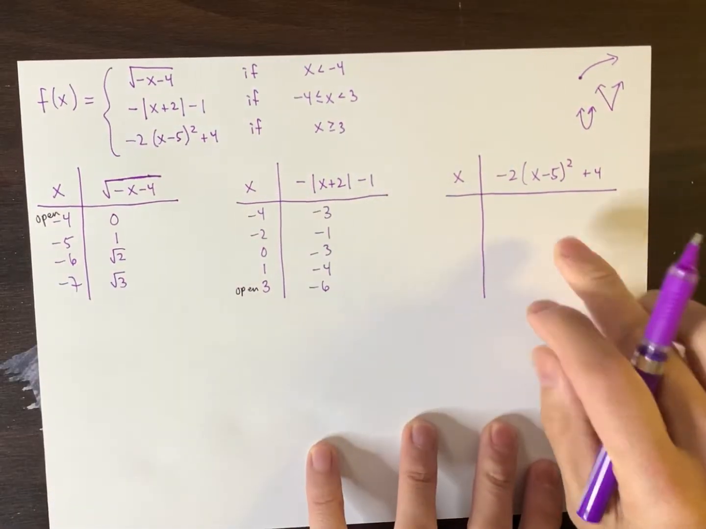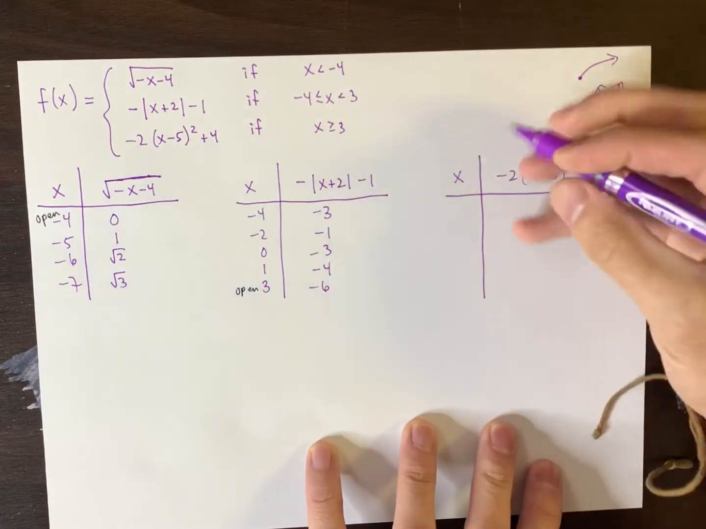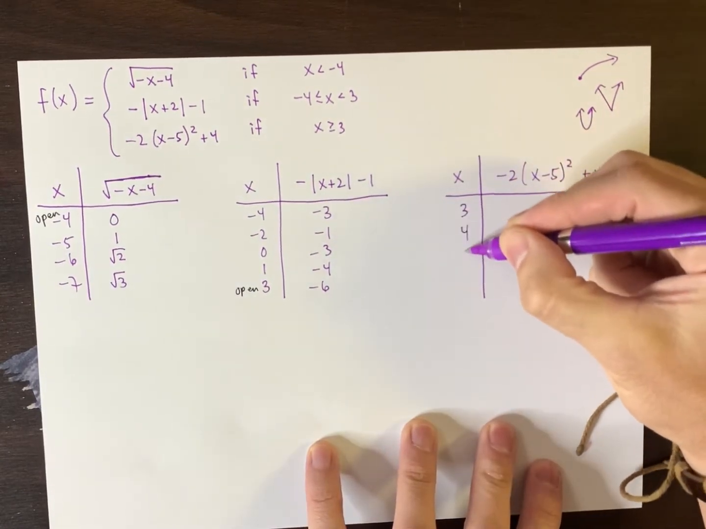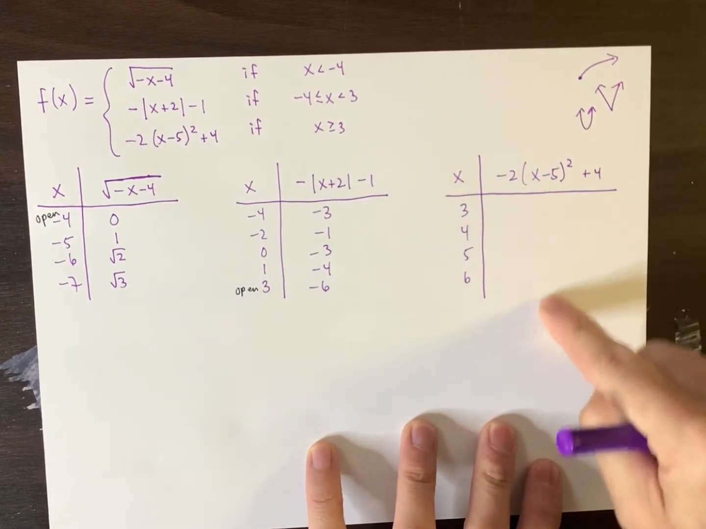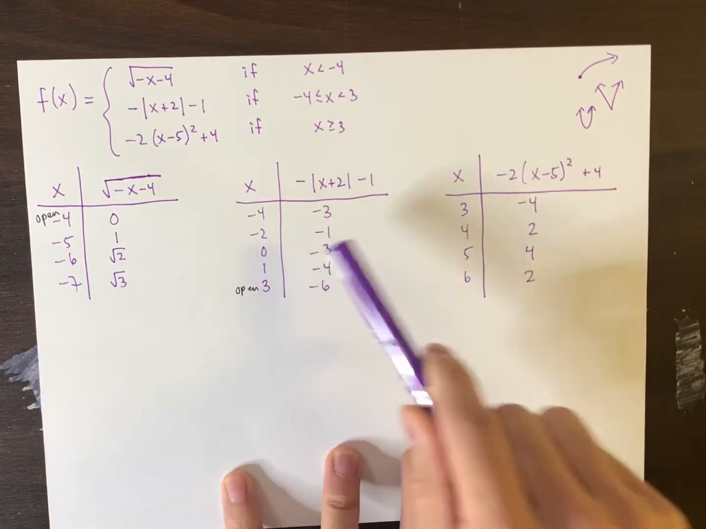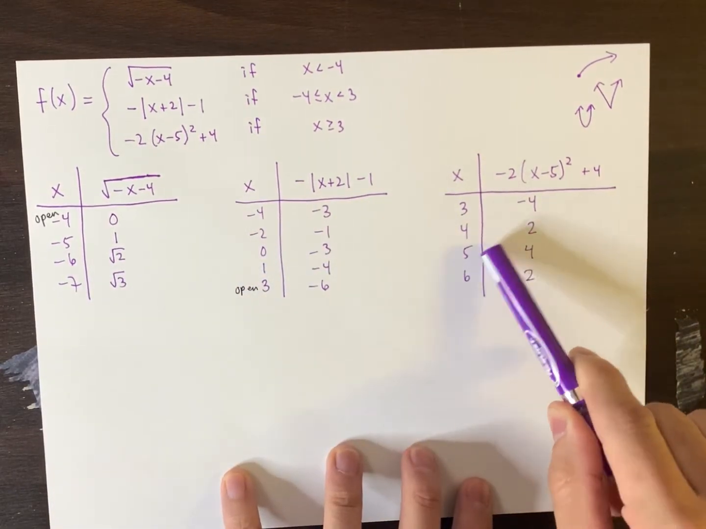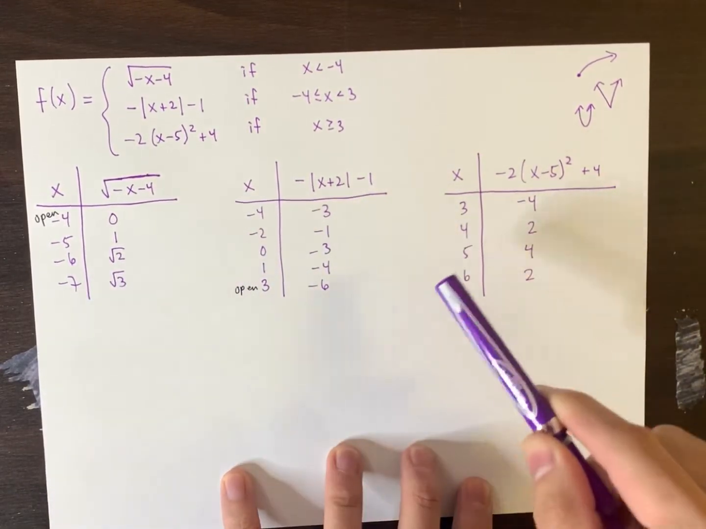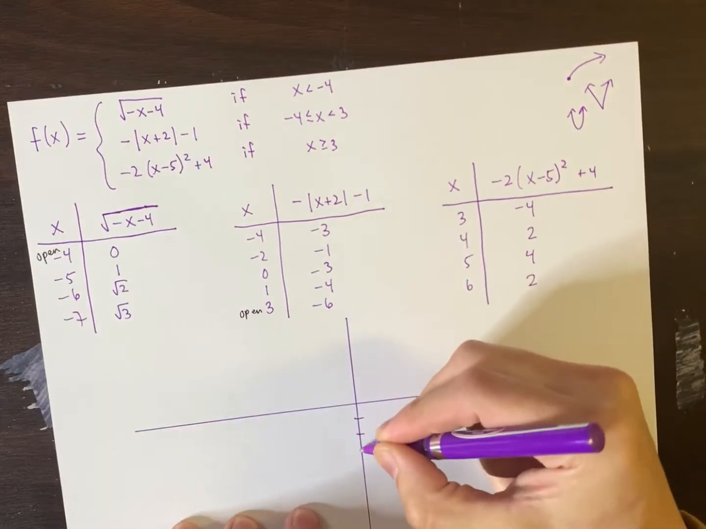And over here, I need X's that are greater than or equal to 3. So how about 3, 4, 5, 6? And let's fill out the Y column. So all of our tables have been completed. Now it's time to create a graph, plot the points, connect the dots, and we're done.